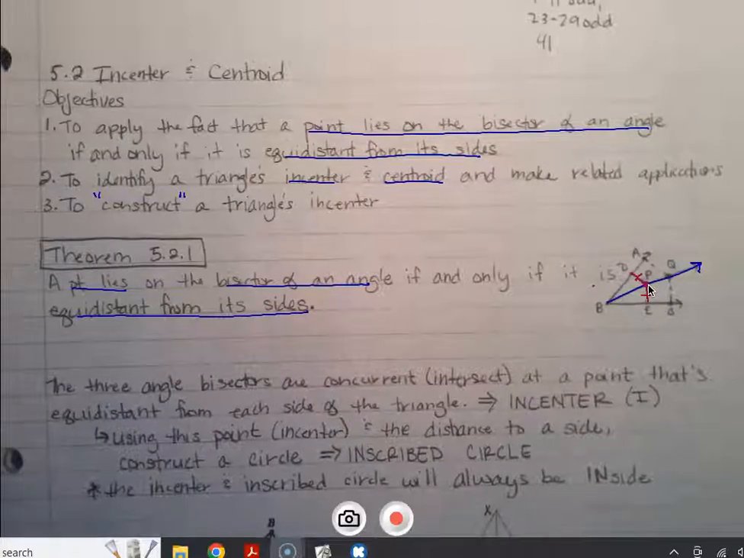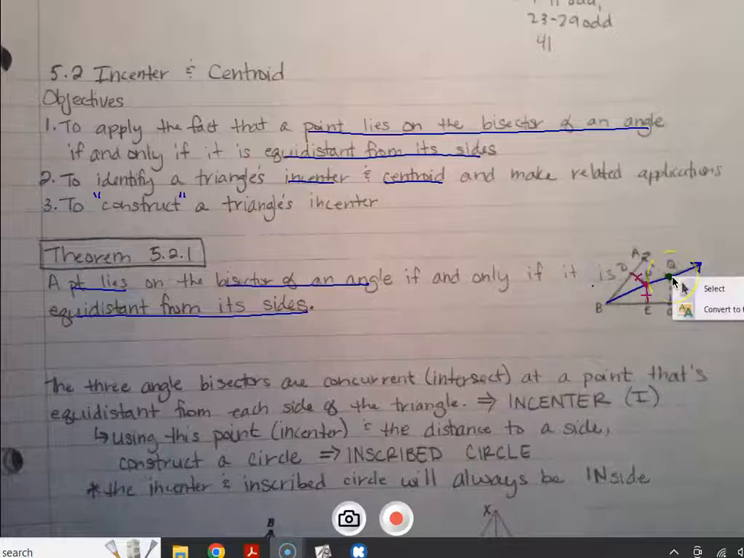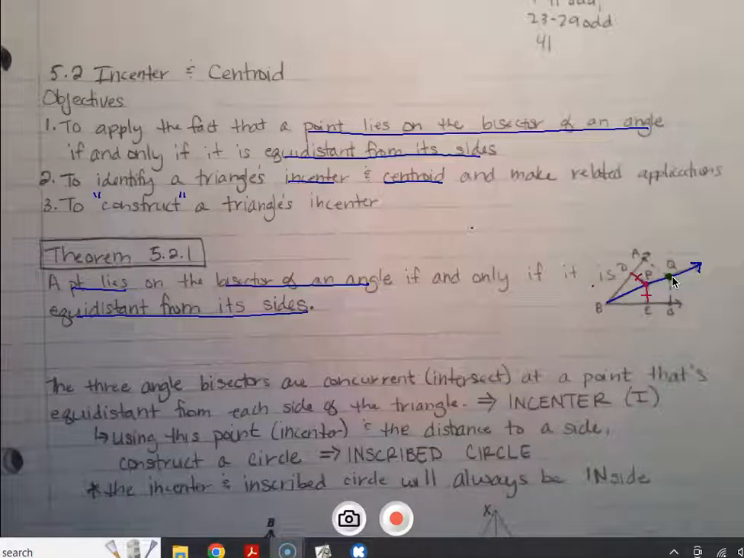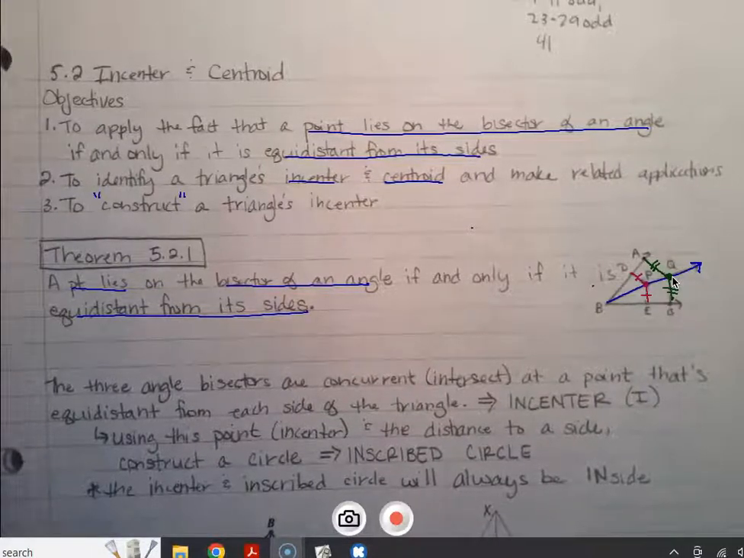Okay, so what do we know if Q is also on the bisector? What else do we know? A and C. What about A and C? Okay, so this is going to be AQ. We're going to say AQ is equal to QC. You got it. Yes. Okay, we know they're equidistant, so their lengths are equal. Perfect.